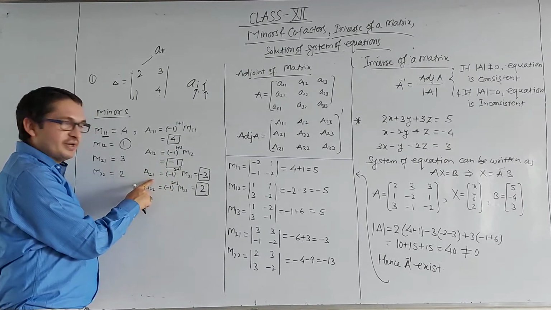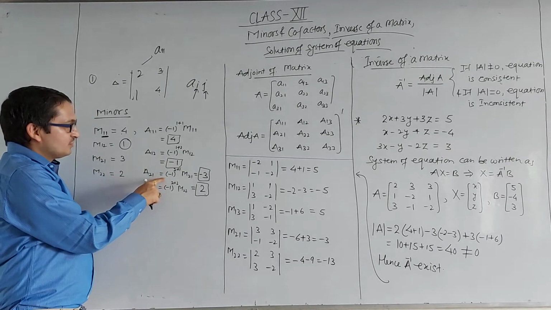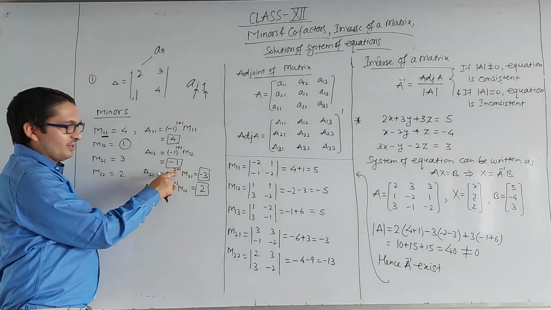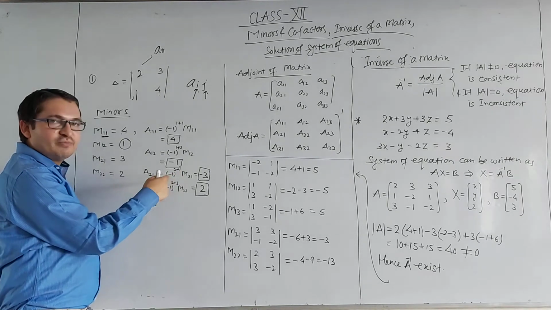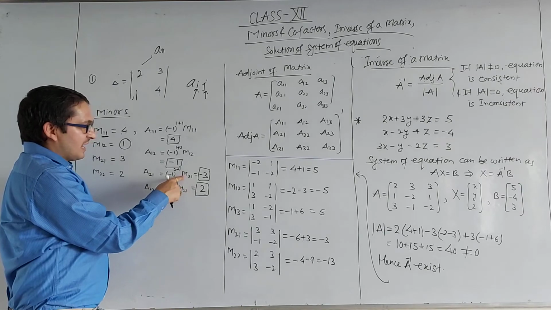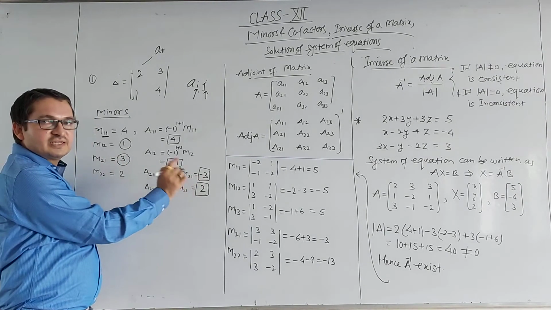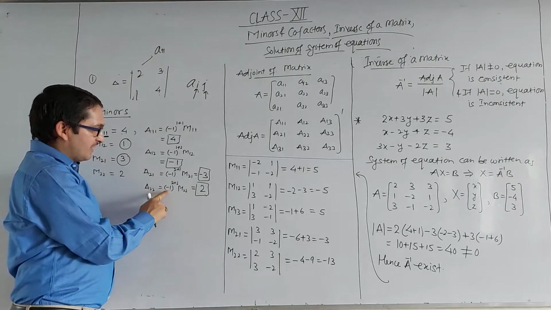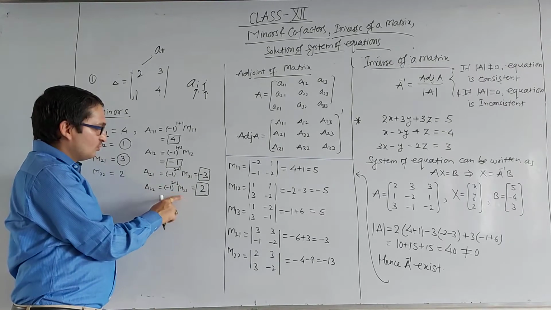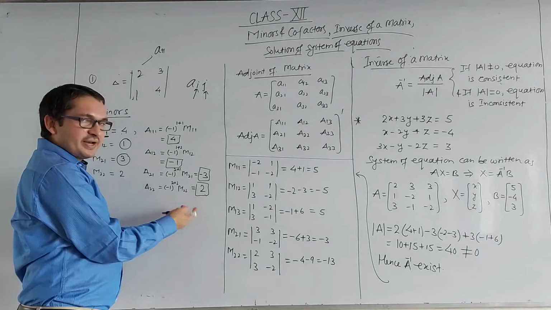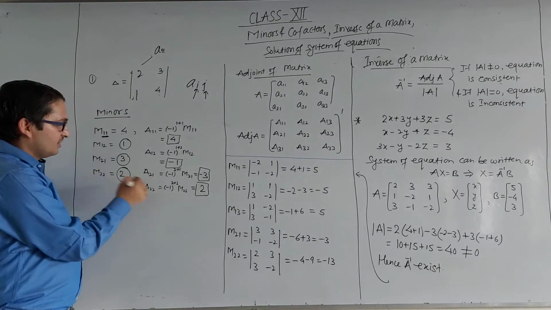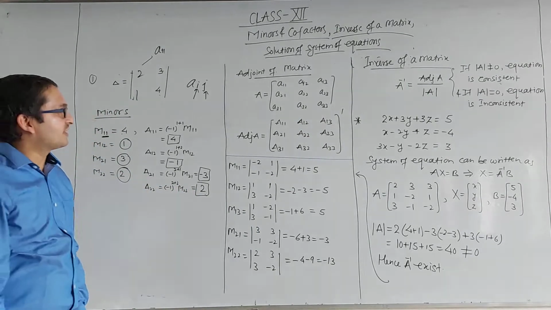Now A21. Minus 1 raised to power 2 plus 1, again 3, odd, so it is minus 1. M21 is 3, so minus 1 into 3 gives minus 3. Now A22. Minus 1 raised to power 2 plus 2, which is 4, will be 1, and M22 is 3, so you write 3. These are the minors and cofactors.